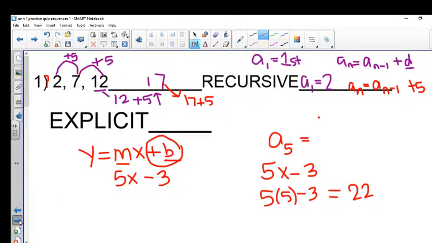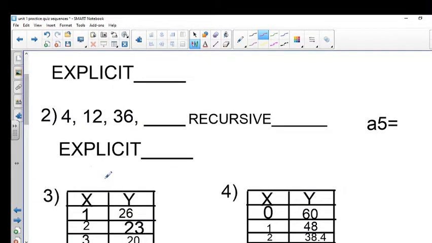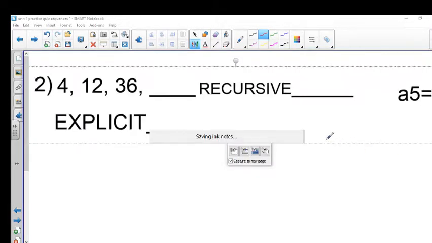Okay? So let's go back to the quiz. Let's look at number 2. And for sake of time, I don't know if I'm going to do all of the practice question that I had. So I think I'm just going to do hers. You're just going to have to watch it over and over if you have questions.